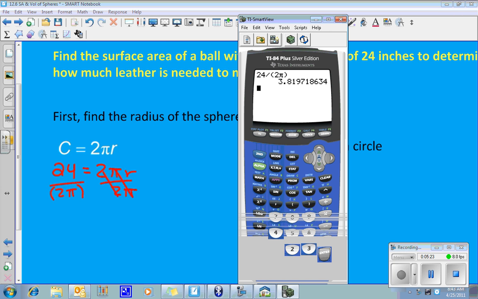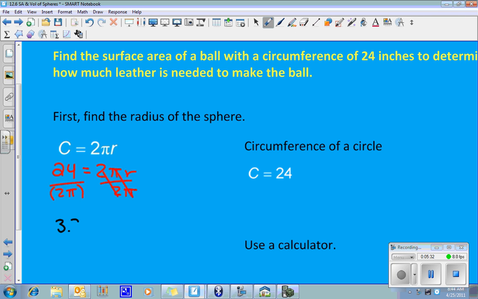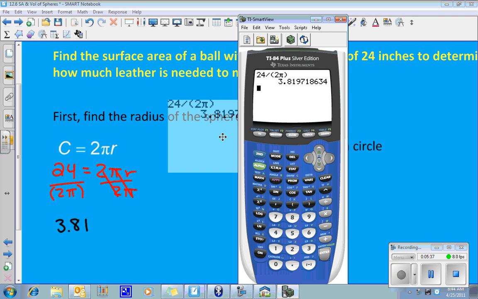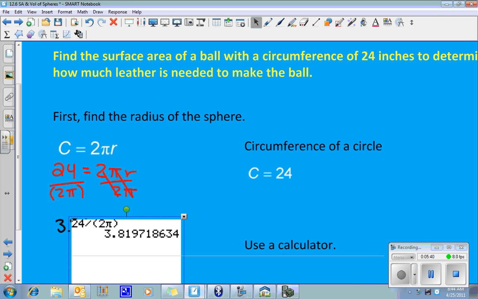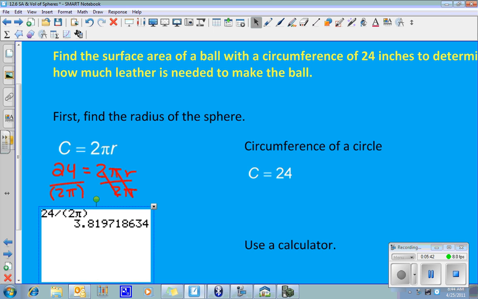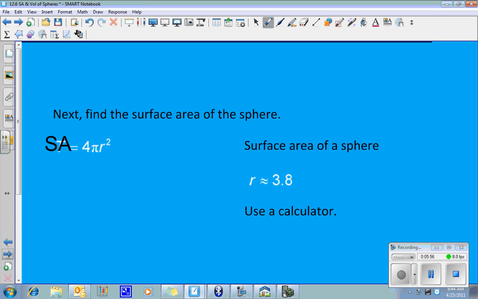And I get 3.8197, or 12 divided by pi, either way. I'm actually going to use that over here so it looks prettier. So now I find r is going to be equal to that amount. That's your radius. Now that I have my radius, I can substitute it into the area formula, which I think is on the next slide.